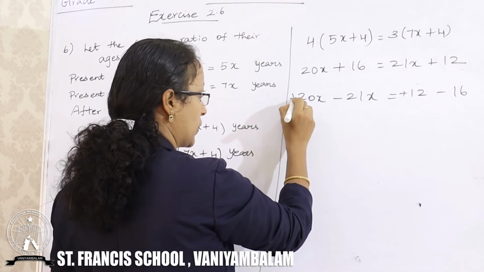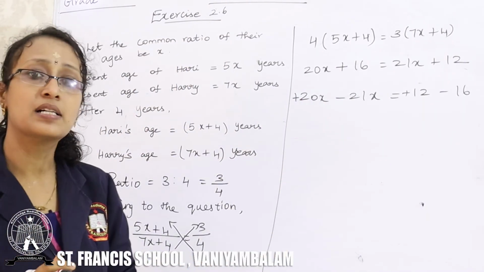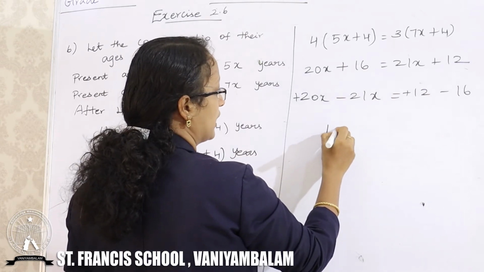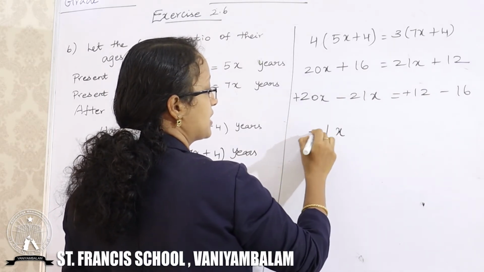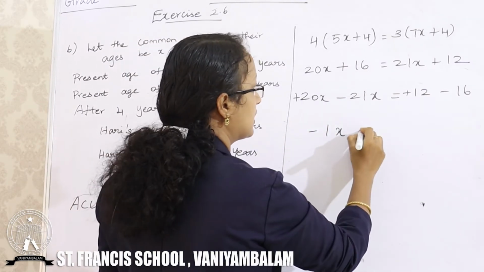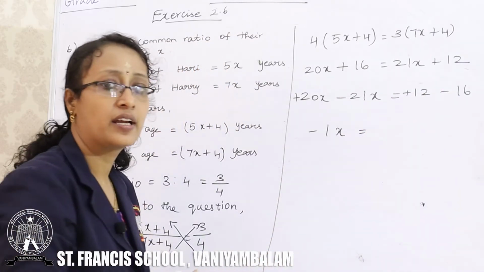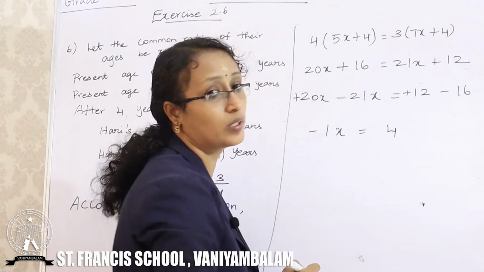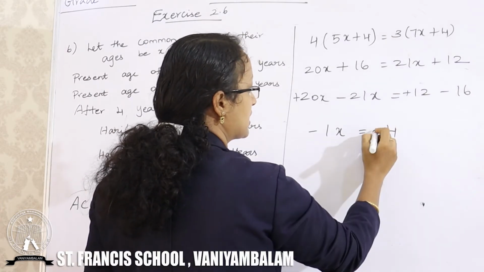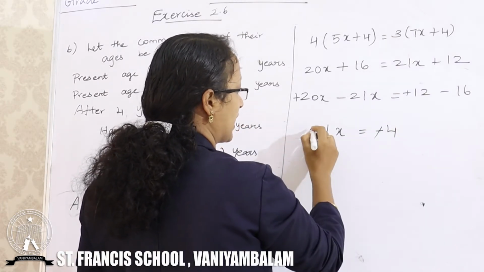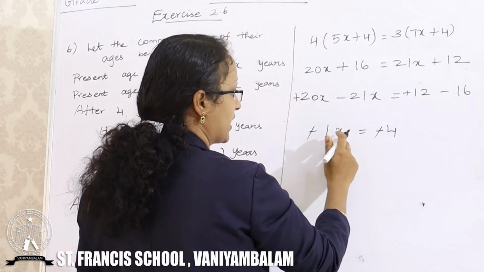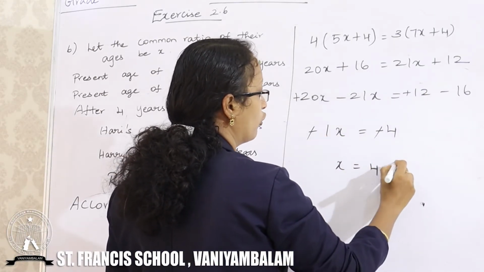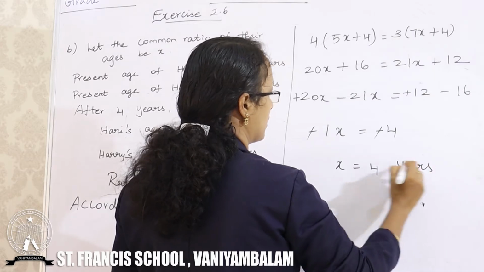So 20 - 21, symbols are different, so subtract it. 21 minus 20 is 1x and the greater number's symbol is minus. Next, on the right side, symbols are different, so you will subtract. 16 and 12 give 4, and the greater number's symbol is minus. So you can cancel the minus on both sides. 1x means nothing but x. So x is equal to 4. What is your x?